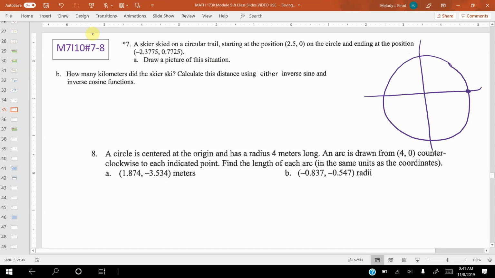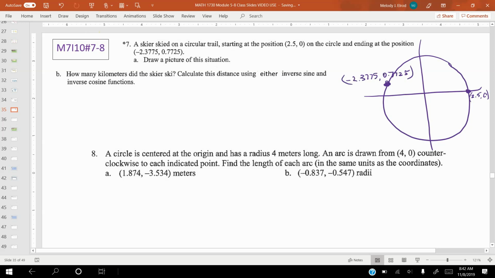So we start at this position here, which is (2.50, 0), and I'm not really sure what unit these values are measured in. Anyway, we're at (2.5, 0), and then we end at (-2.3775, 0.7725). So that's about here. It's not beautiful, but it's okay to work. Now, what they ask us to do in part B is to find how many kilometers.